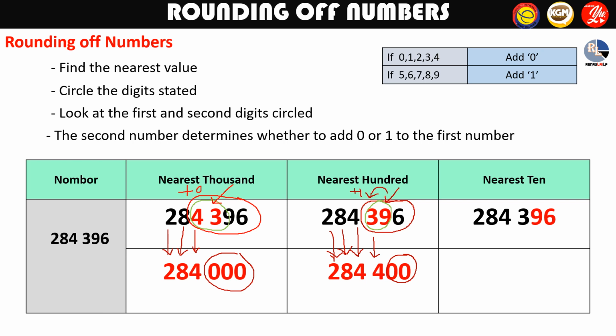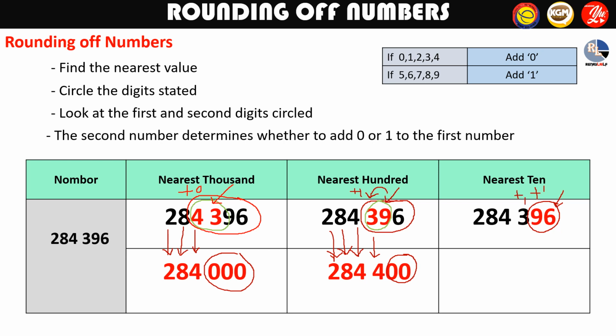Now let's look at the next and the last answer for this question. Round off 284,396 to the nearest 10. Alright, to the nearest 10, we will circle the 2 digits at the back. So let's look at the second number. Second number is 6. We're going to add 1 to 9. So 9 plus 1 is 10. So we're going to add 1, 2, 3.